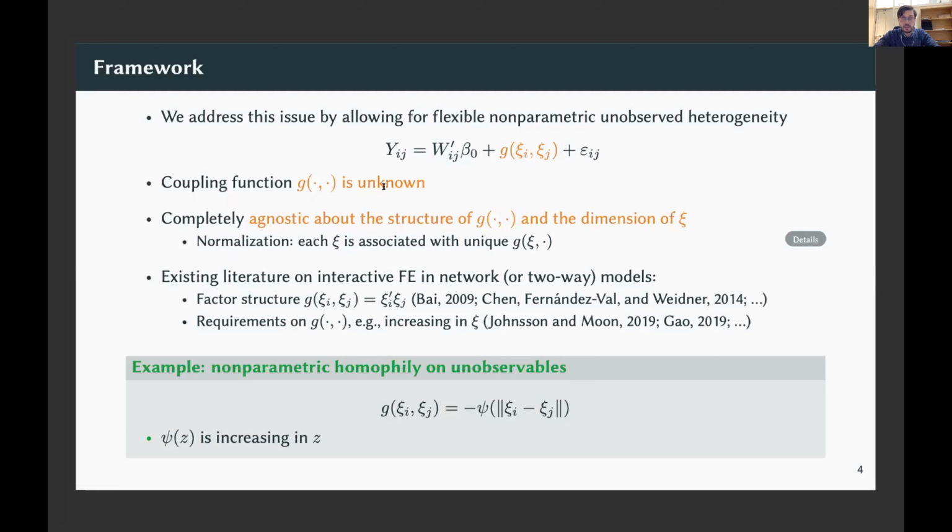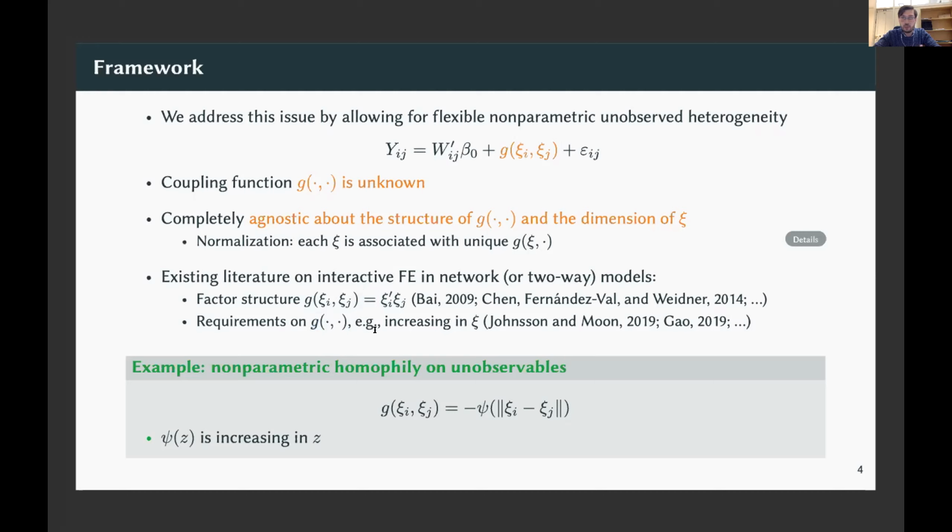This flexible approach is in contrast with most of the existing ways of dealing with interactive fixed effects in networks, or more generally in two-way models. One of the most common approaches is to explicitly specify the functional form of this function G. Factor structure is really popular. Or some papers treat this function G as a non-parametric object, but at the same time impose additional assumptions on its structure, say it's increasing in both of its scalar arguments. So the more, the better.